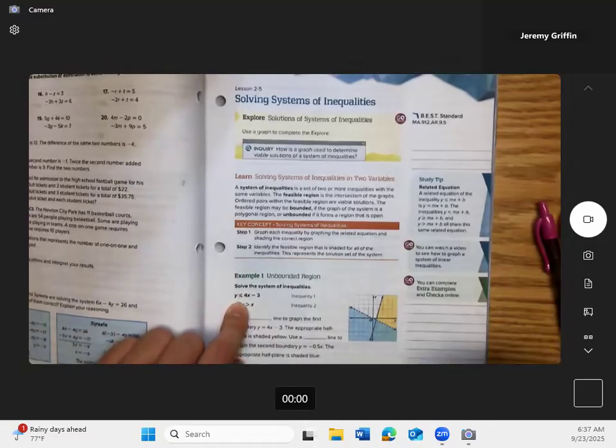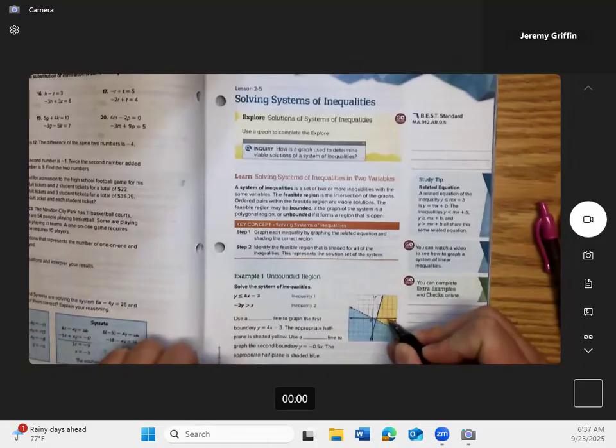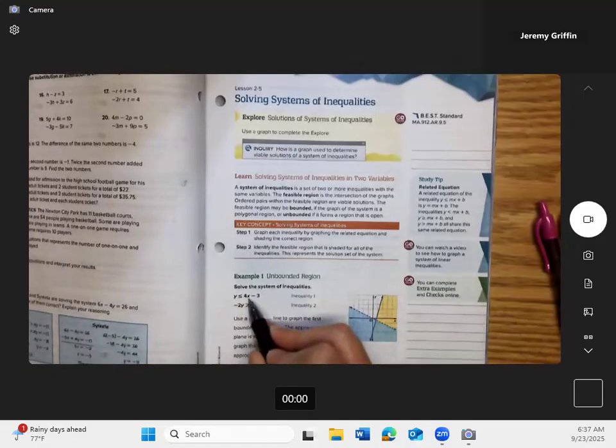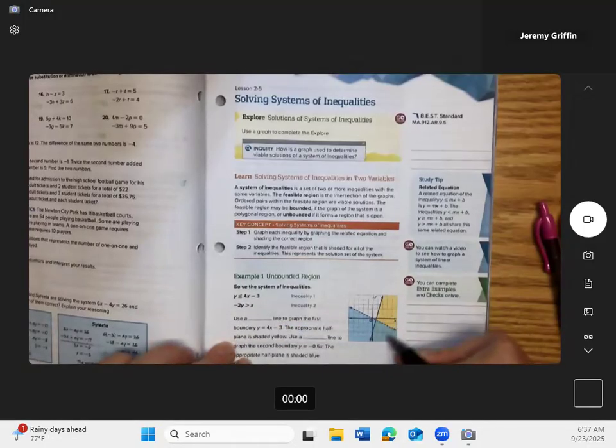You can also pick a test point. So for example, right here, it's going to be the point 3 comma 0. That should work, right? So if I plug in 3 for x and 0 for y, is that a true statement? 4 times 3 is 12. 12 minus 3 is 9. Is 9 greater than 0? Yeah, absolutely. So that checks out. Actually, any point in this region would work.